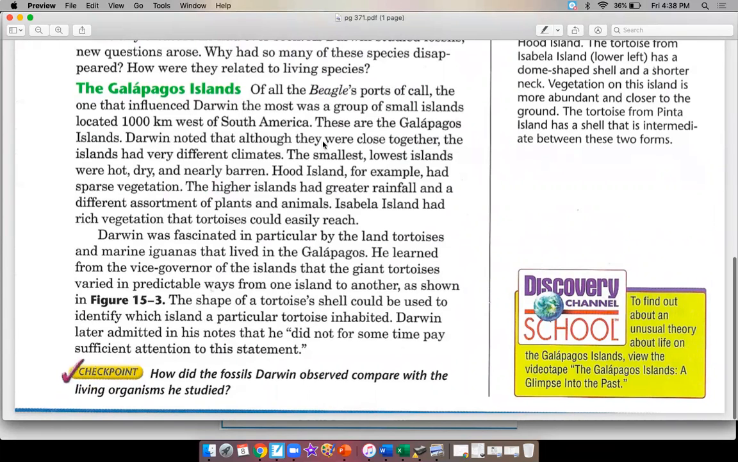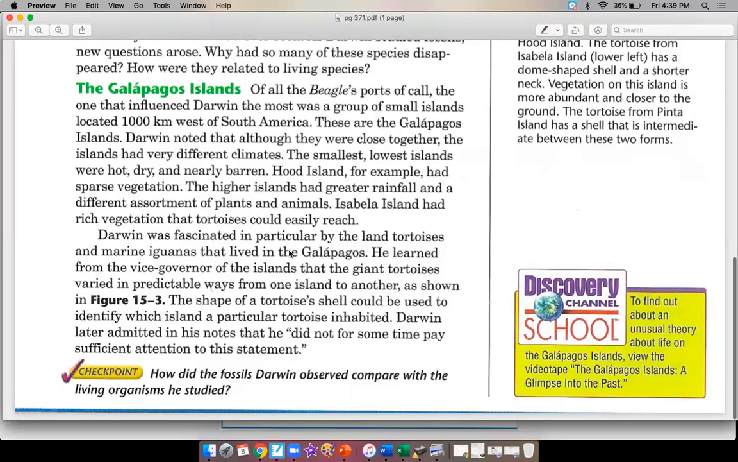Darwin noted that although they were close together, the islands had very different climates. The smallest, lowest islands were hot, dry, and nearly barren. Hood Island, for example, had sparse vegetation. The higher islands had greater rainfall and a different assortment of plants and animals. Isabella Island had rich vegetation that tortoises could easily reach.